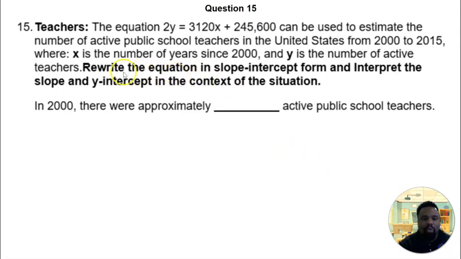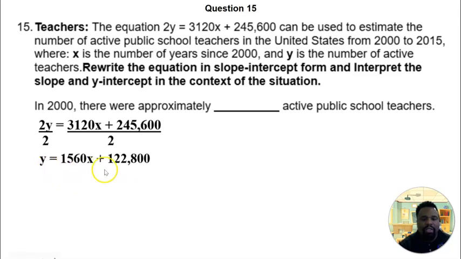And then the last one, what we want to do to solve this is rewrite it in slope-intercept form. How do we do that? We divide both sides by 2, and this is our slope-intercept form. This represents our y-intercept, and this is what it's asking for, the y-intercept, and we get 1,222,800.